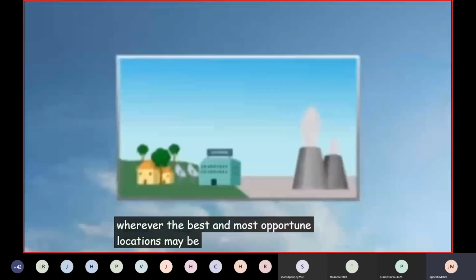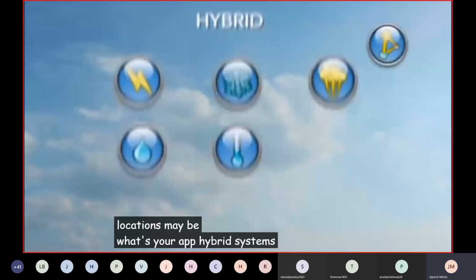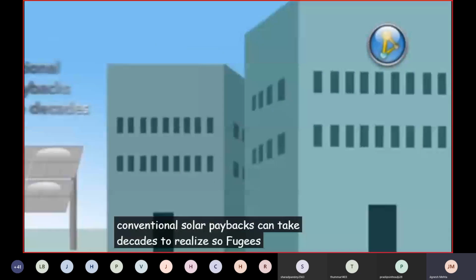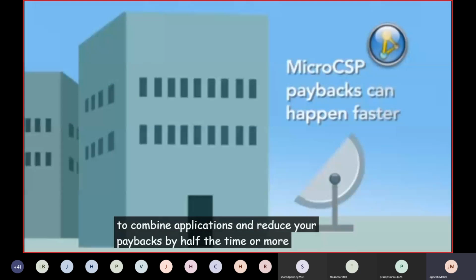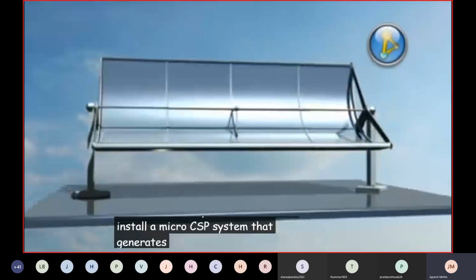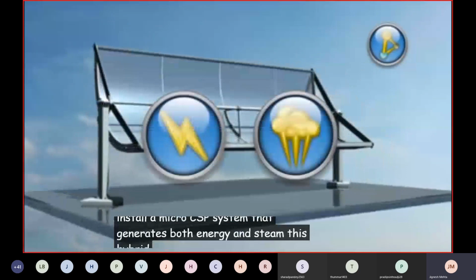What's your app? Hybrid systems. Conventional solar paybacks can take decades to realize. Sopogy's micro CSP solar solution gives you the flexibility to combine applications and reduce your paybacks by half the time or more. Here are several examples. Customers can install a micro CSP system that generates both energy and steam. This hybrid solution has a payback of less than 5 years.